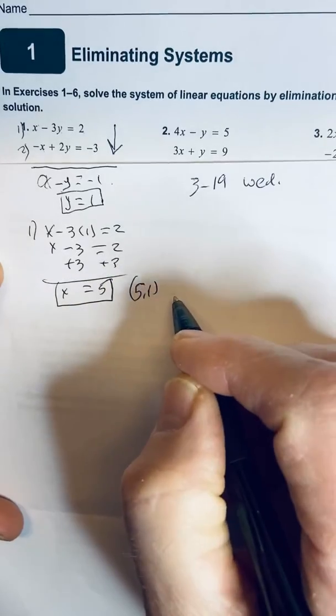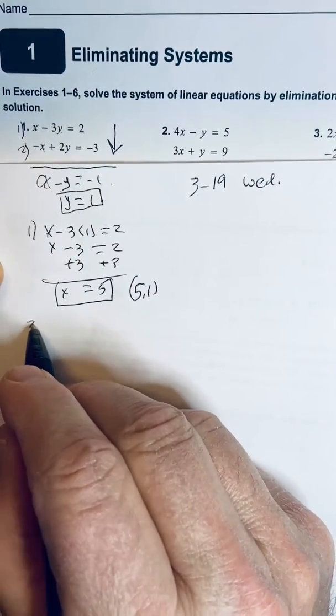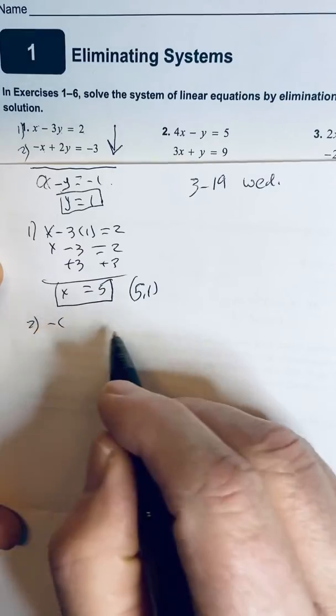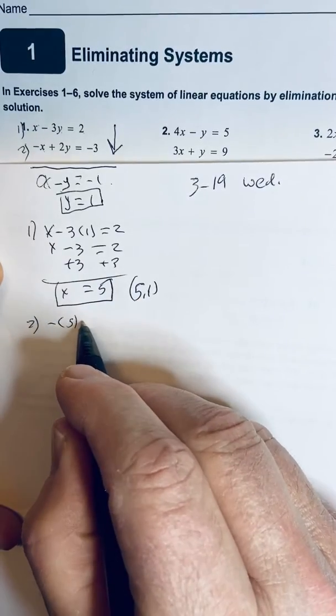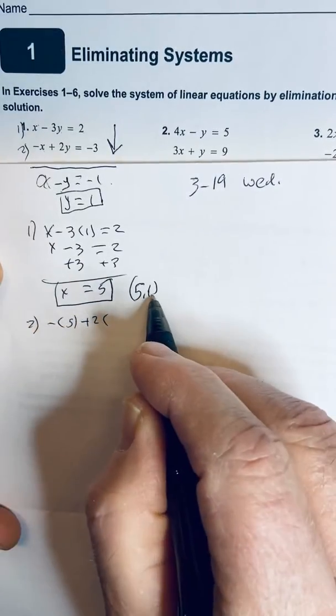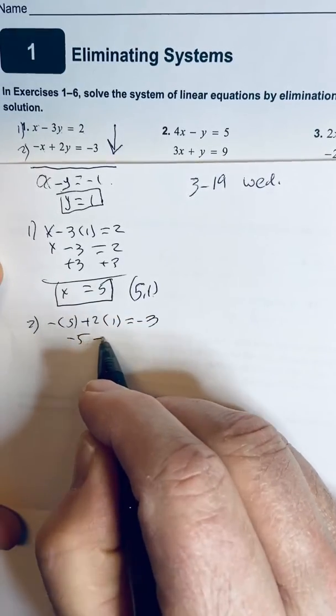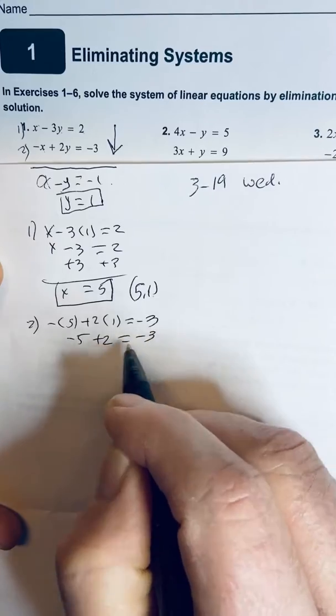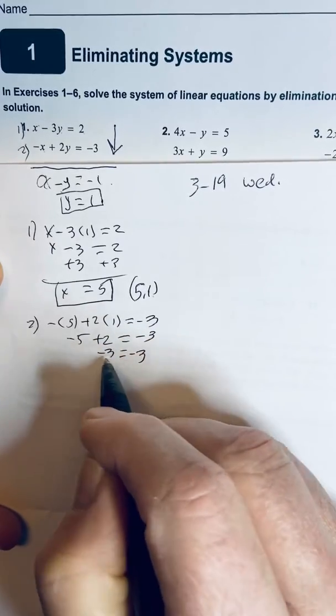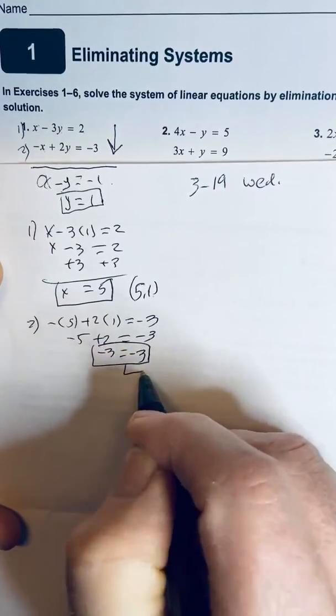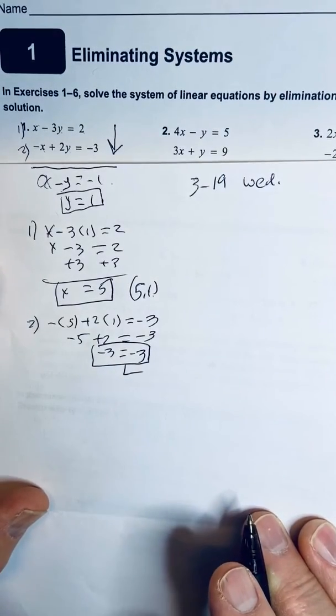And so I can always check my work that it's going to be 5, 1 for my solution. And I take equation number 2. That's going to be opposite of x, which is 5, plus 2 times whatever y is, which is 1. That's equal to -3. So -5 plus 2 equals -3. So -3 equals -3, and it checks. And so it's going to be a good solution.